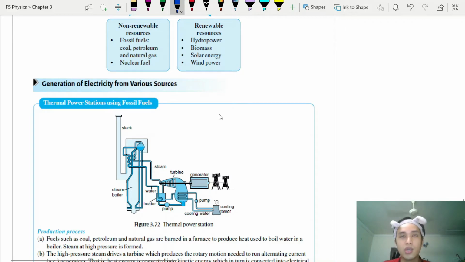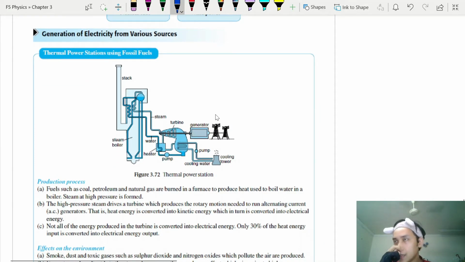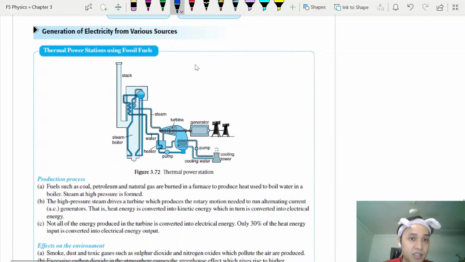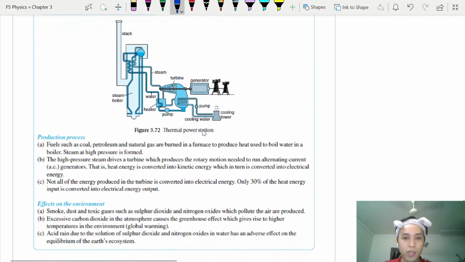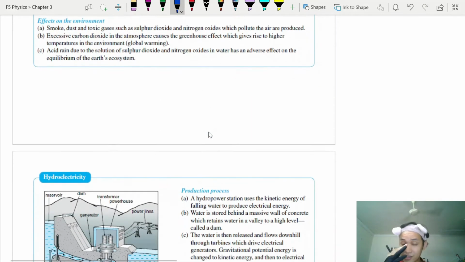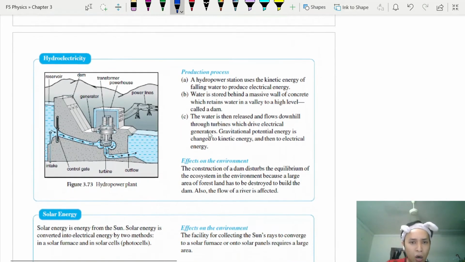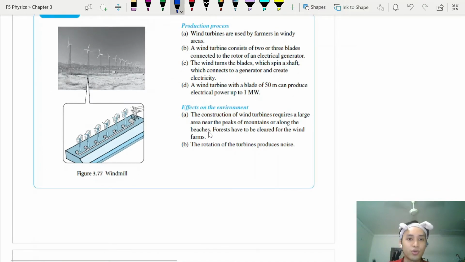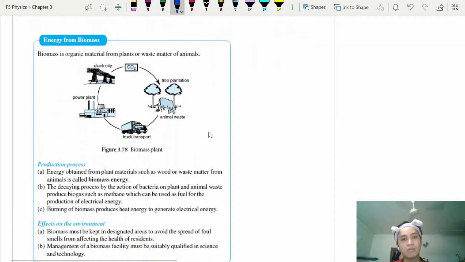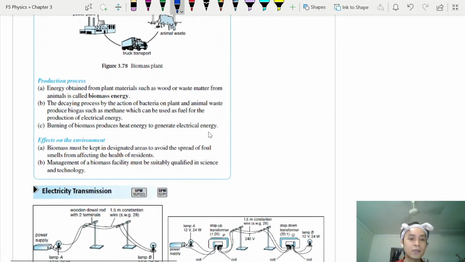You need to know the different types of designs of your power plants. Just remember that all power plants are generating alternating current. So the power that goes into a house is actually alternating current. So you need to know all the different types of power plants, how they produce the energy, and so on and so forth. Their effects, the pollution, all those things they will ask.